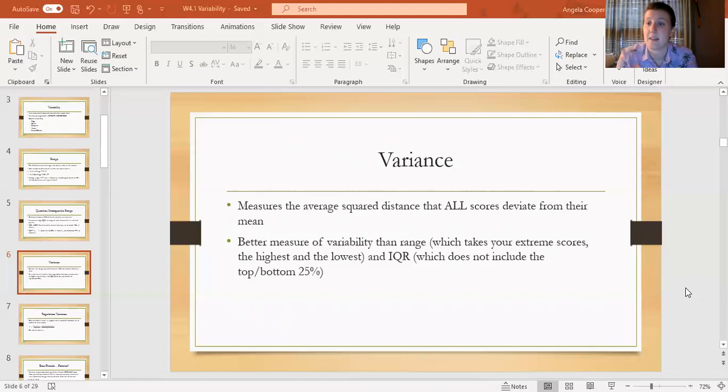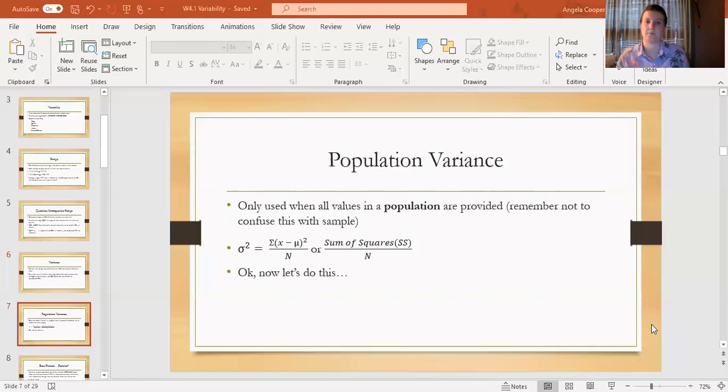Now, it's a better measure of variability than range because it's not only focused on the biggest and smallest scores, it's looking at all of them. And again, it's better than interquartile range because it's looking at all of them, not just the middle chunk, not the middle quartiles, but the entire data set. So when we talk about variance, and standard deviation as well, we have the population variance and standard deviation, and we have the sample standard deviation and sample variance. They have two different formulas, and it's important to note which one you need to use before you start calculating.